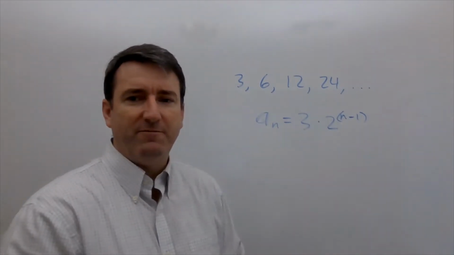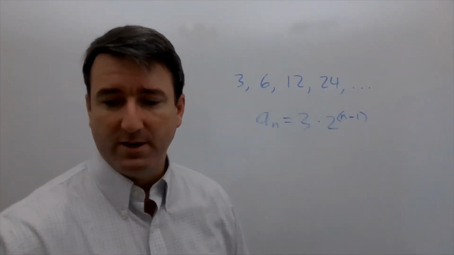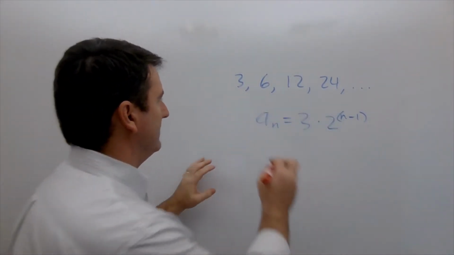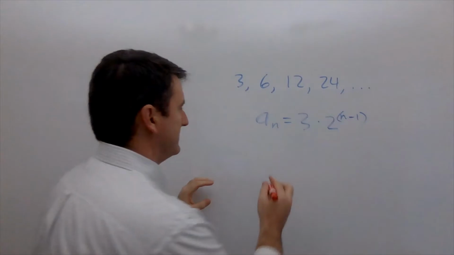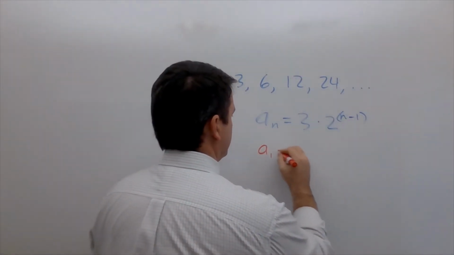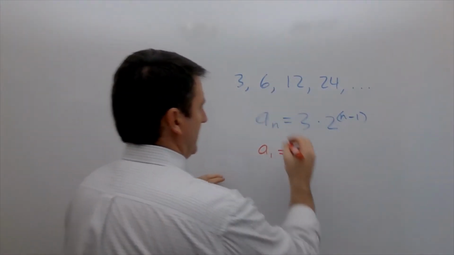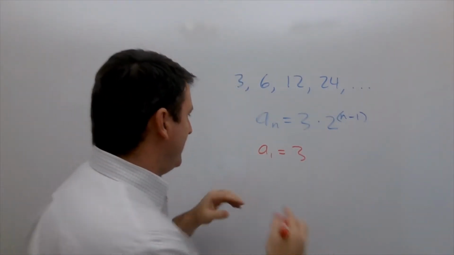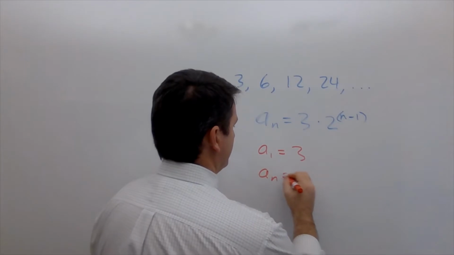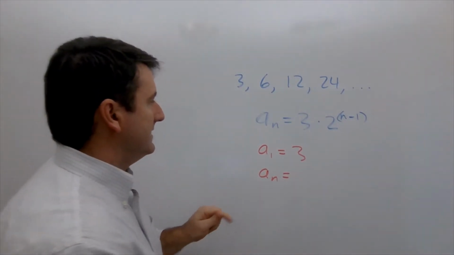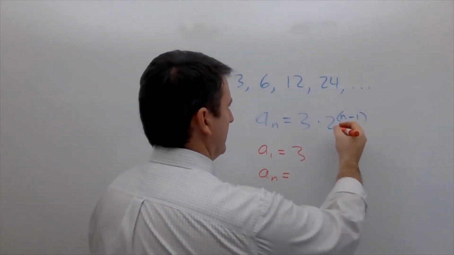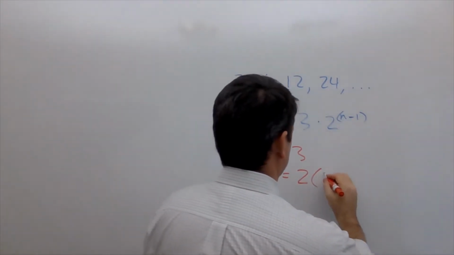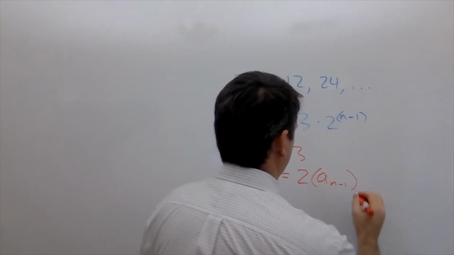Now let's talk about how to find a recursive formula. So a recursive formula for this same sequence, just like with arithmetic sequences, we're going to start off by saying what the first term is. So the first term here is 3. Then we're going to say that every other term, a sub n, is equal to the common ratio 2 times the previous term, so a sub n minus 1.